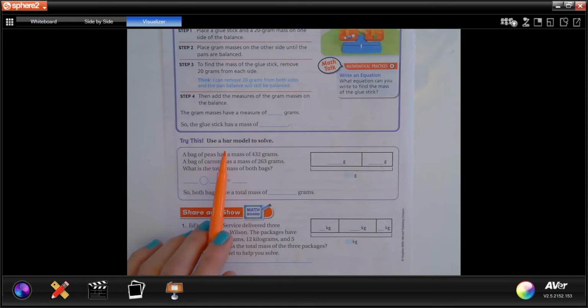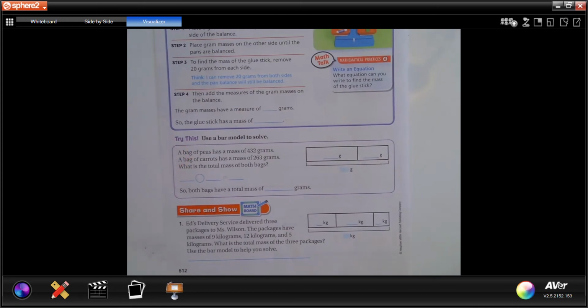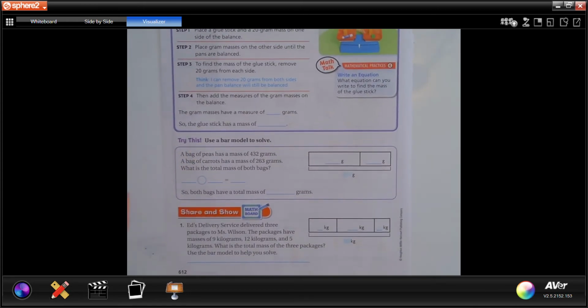Try this. Use a bar model to solve. So we know that a bag of peas has a mass of 432 grams. A bag of carrots has a mass of 263 grams. What is the total mass of both bags?